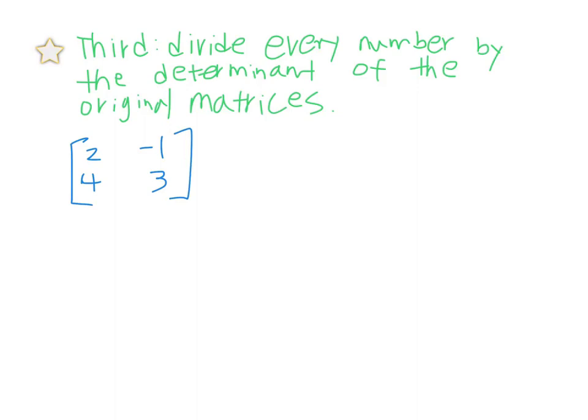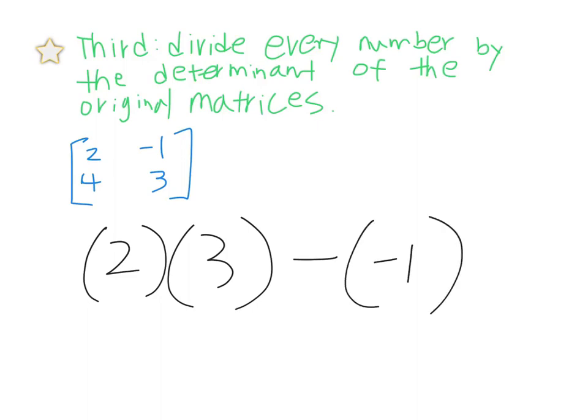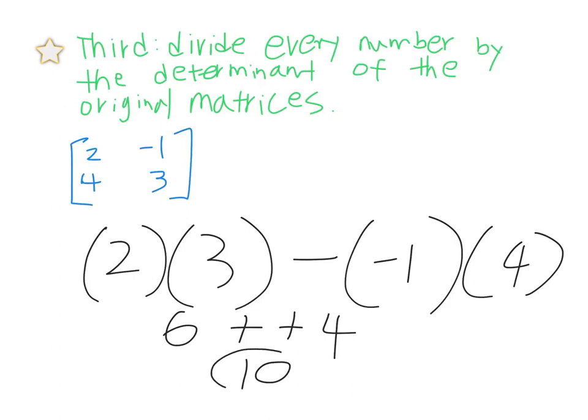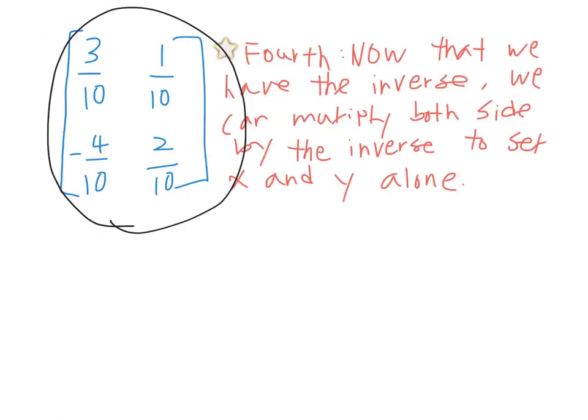Third, divide every number by the determinant of the original matrix. So, as we know before, the determinant will be 2 times 3 minus negative 1 times 4. So 2 times 3 will be 6 minus negative 4. And then you keep change, will be 6 plus positive 4. And the determinant will be 10. So when you divide every single number by the determinant, you get this matrix over here.